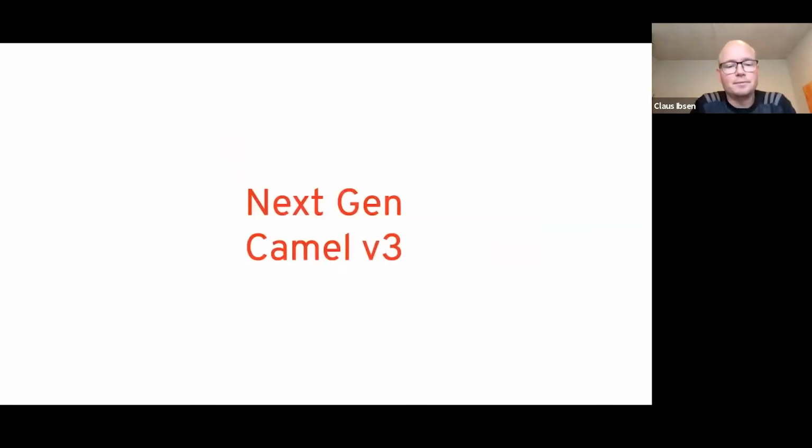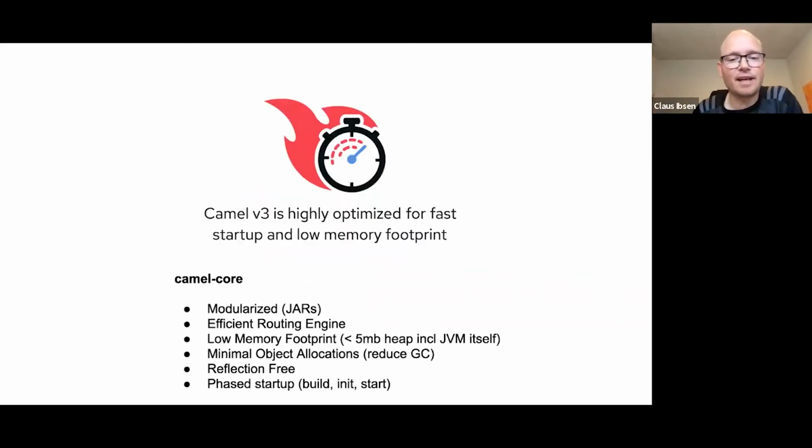So what have we done to make Camel adapted and relevant for the cloud native world in Camel version 3? I'd like to focus on 3 aspects. One is that we make sure Camel is highly optimized for that world, where it has a very fast startup and low memory footprint.